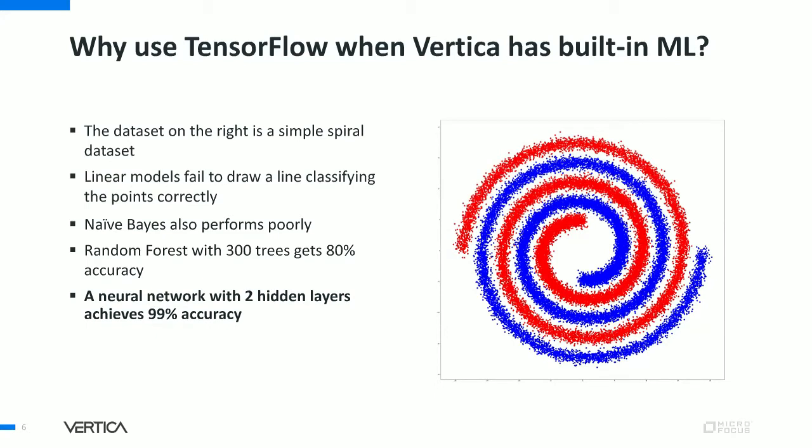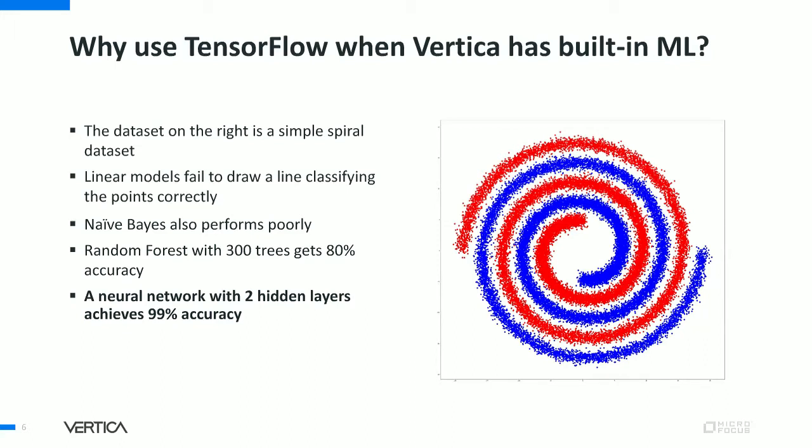So the existing machine learning algorithms that Vertica already has mostly fail on this pretty simple data set. Linear models can't really draw a good line separating the two types of points. Naive Bayes also performs pretty badly. And even the random forest algorithm, which is a pretty powerful algorithm, with 300 trees gets only 80% accuracy. However, a neural network with only two hidden layers gets 99% accuracy in about 10 minutes of training. So I hope that's a pretty compelling reason to use neural networks at least sometimes.